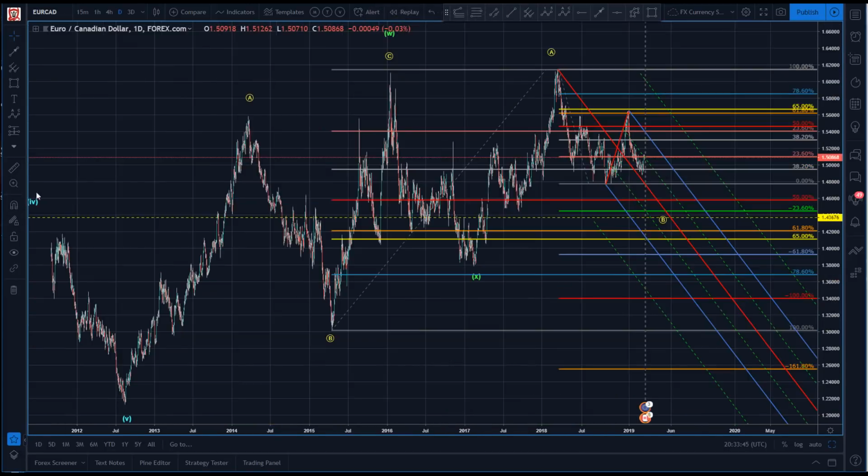Okay, so with that established, now here's where I'm looking for the B. Really right here. So we've damn near tagged the median line. So this 80%, as long as that pivot holds, 80% of making the median line. Boy, that's close, right?